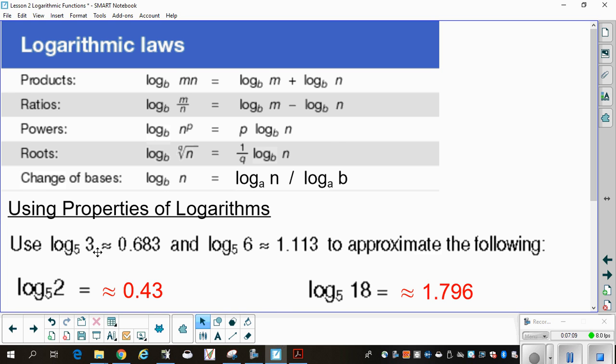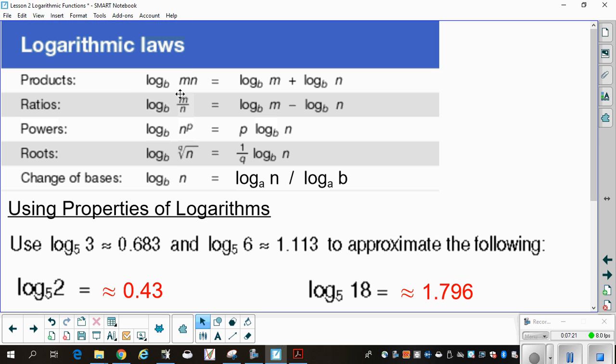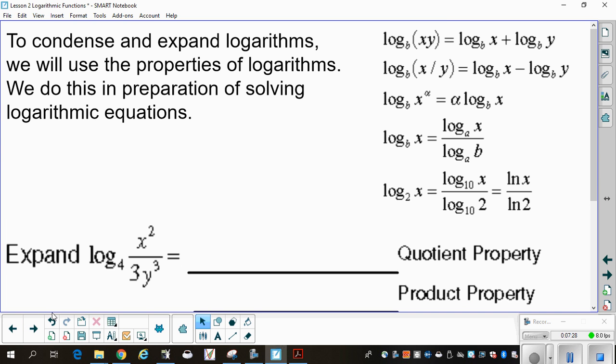Okay. Remember that 2, how can I get 2? I can do 6 divided by 3. How can I get 18? 3 times 6. So I'd be using these top 2. All right, that's using the laws to do some approximation. Let's look at it in a little more depth.